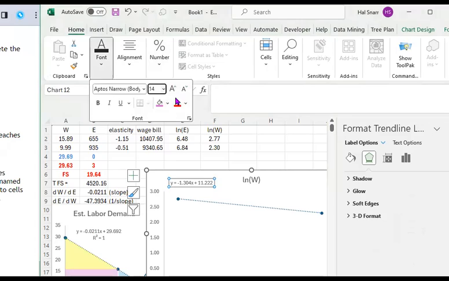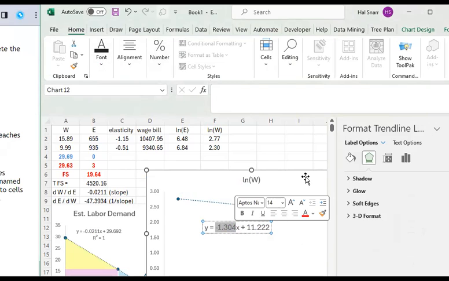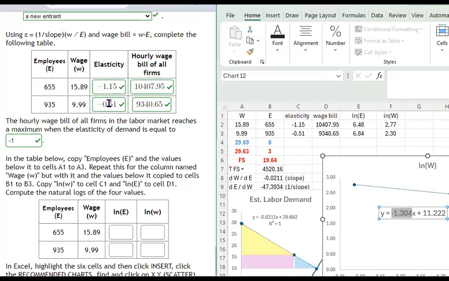The 14. And you can see that the slope coefficient of our variable x here, our slope coefficient is -1.3, right? Which is near our elasticity calculations here, right?